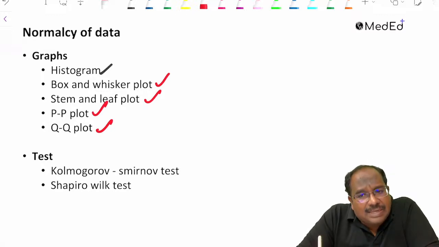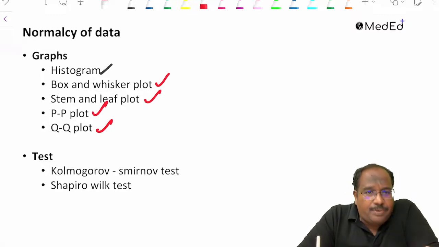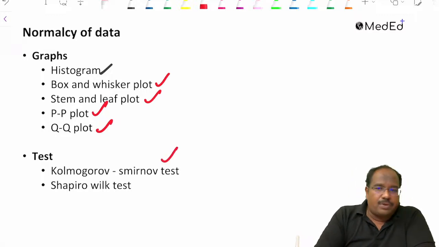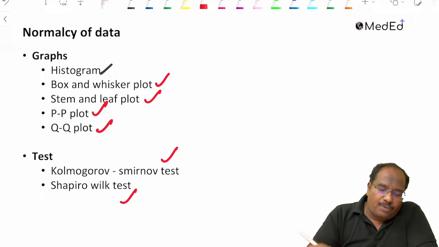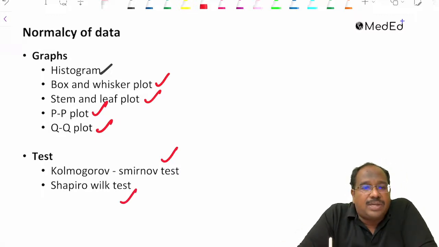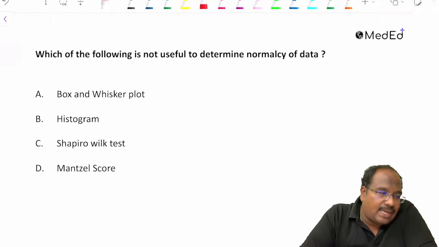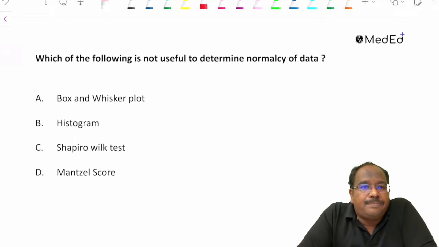What are the tests available to say whether the data is normally distributed? The tests available are the Kolmogorov-Smirnov test, which we commonly use, and the Shapiro-Wilk test. These tests will tell you whether the data is normally distributed. Based on that, you can go for a parametric or a non-parametric test. I will go to the question.